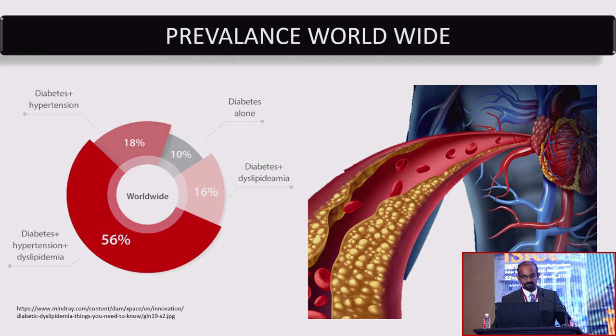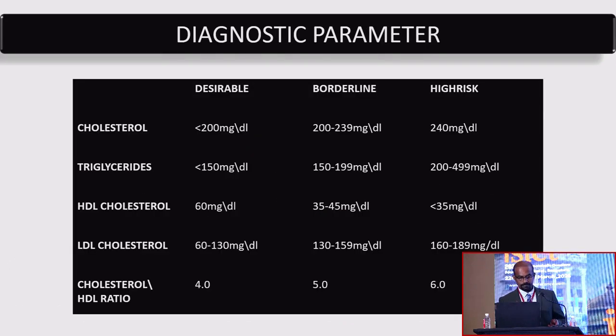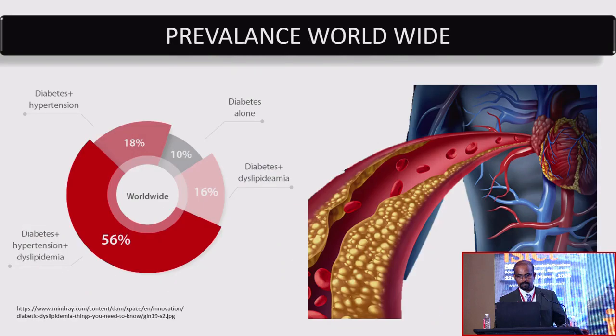This is the prevalence worldwide. It says that about 70% of people with diabetes will have coexisting dyslipidemia. There are various permutations and combinations there. You can see from the slide the proportion of people with diabetes and dyslipidemia, who may or may not have hypertension, and how it leads to atherosclerosis.